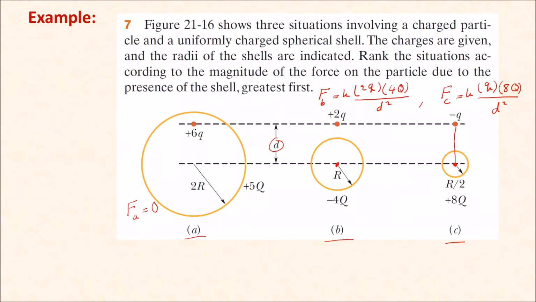These two the same? Yeah, they're the same. So FB is the same as FC and is greater than FA. So the answer is FB is equal to FC greater than FA, which is 0.